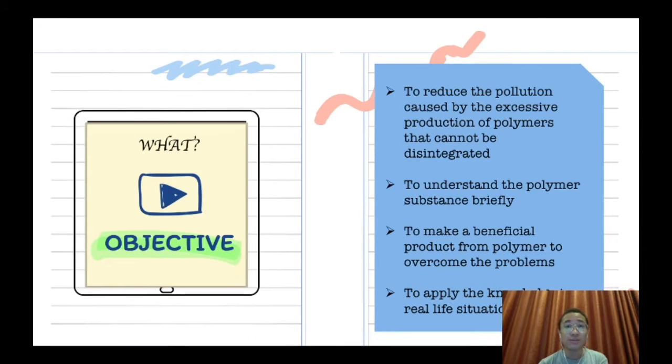Let me tell you the objective of this project. The first one is to reduce the pollution caused by the excessive production of polymers that cannot be disintegrated. And the second one is to understand the polymer substance briefly. The third one, to make a beneficial product from polymer to overcome the problems. And the last one, to apply the knowledge in real life situations.